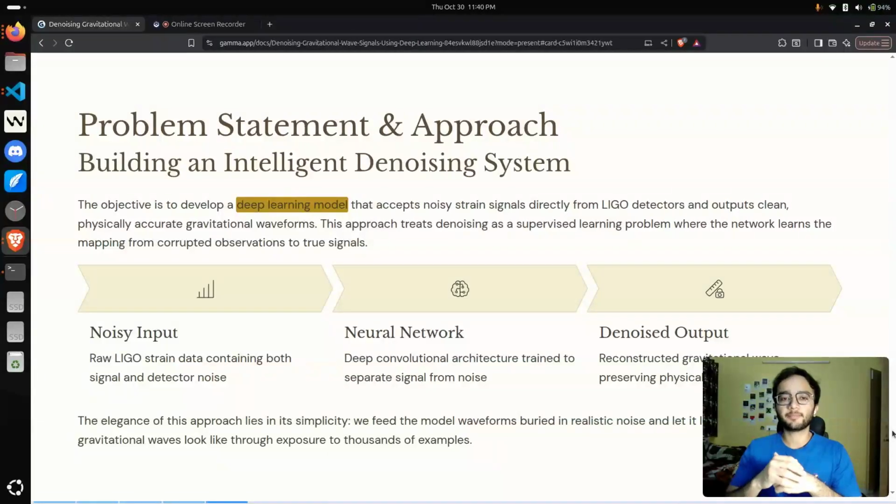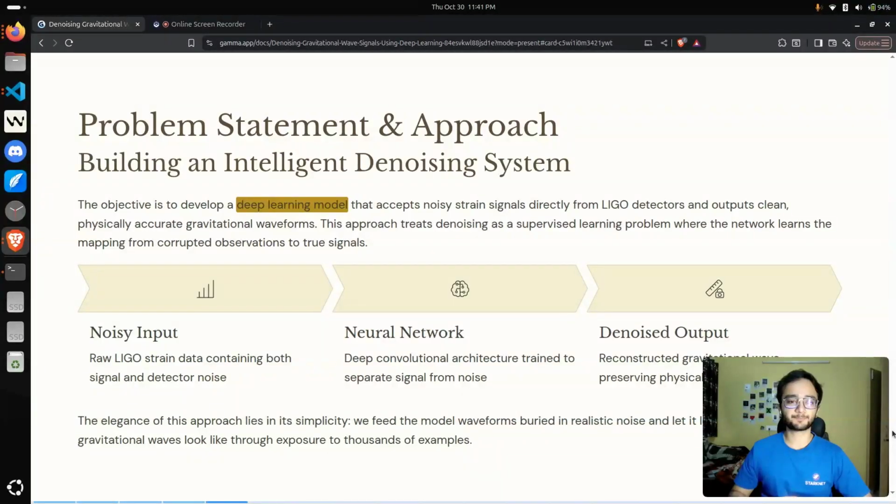Okay, so the problem statement is that we're building an intelligent denoising system. The goal is to build a deep learning model that can accept noisy strain signals directly from the LIGO detector and output clean and physically accurate gravitational waveforms, the underlying signal that is behind all that noise. This approach treats denoising as a supervised learning problem, and the network learns from noisy observations and outputs real signals. So we give raw LIGO strain data into the model, and the model is basically a deep convolutional architecture which is trained to separate the signal from the noise.